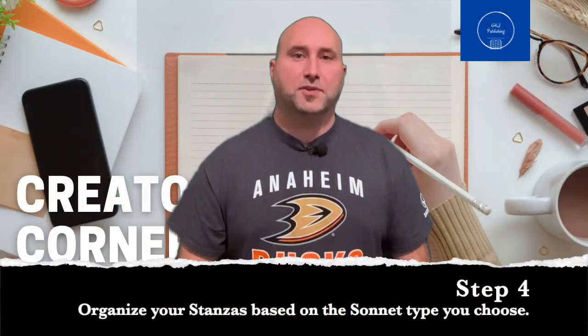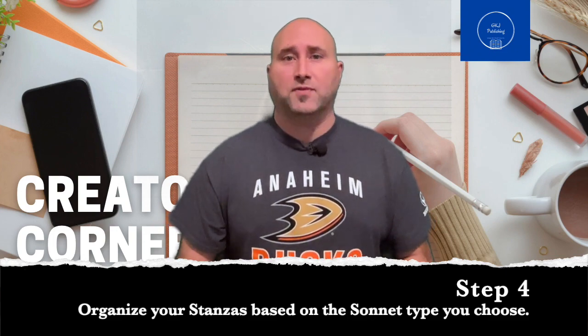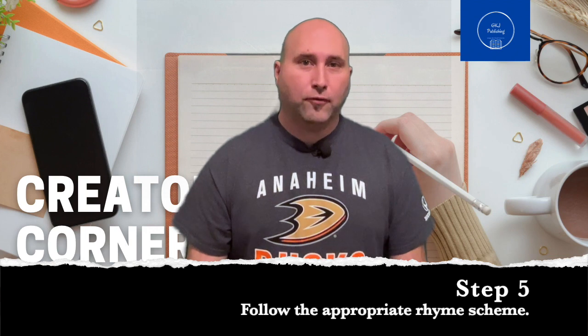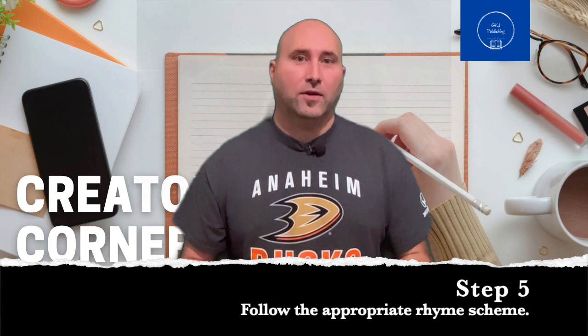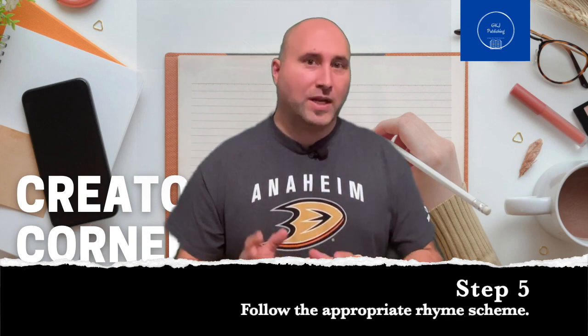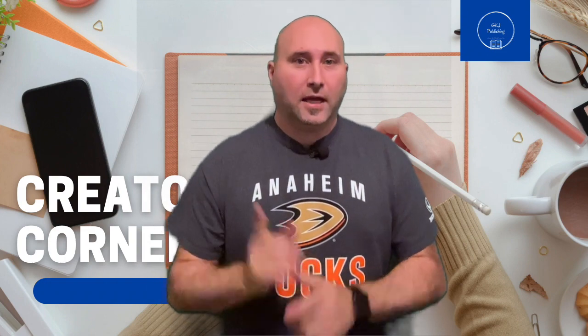Step 4. Organize your stanzas. You need to know the terms for the types of stanzas that you're using based on the type of sonnet that you're writing. Shakespearean will have three quatrains followed by a couplet, but a Petrarchan sonnet will have an octave followed by a sestet. Step 5. Make sure you follow the rhyme scheme. I've already broken down this rhyme scheme earlier in the segment, so just make sure you have it written down. If you need to research it, there is an article linked in the video description detailing the same steps, including a listing for the rhyme scheme.